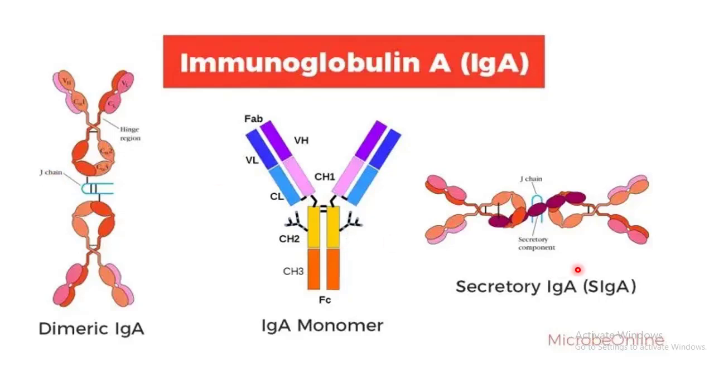When you talk about the secretory one, that would be the dimeric immunoglobulin A plus the secretory component. So that is going to make the secretory immunoglobulin A. So these are actually the 3 different forms of immunoglobulin A, and you should keep that in mind. And in the next video, we are going to have a detailed discussion on the secretory component and how that is responsible for the secretion of these dimeric immunoglobulin A.